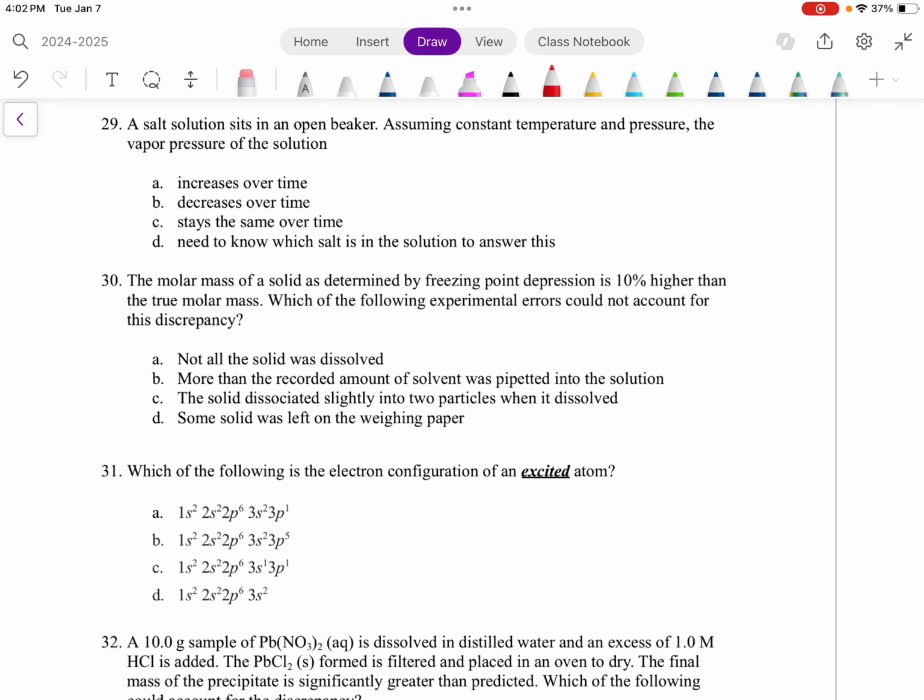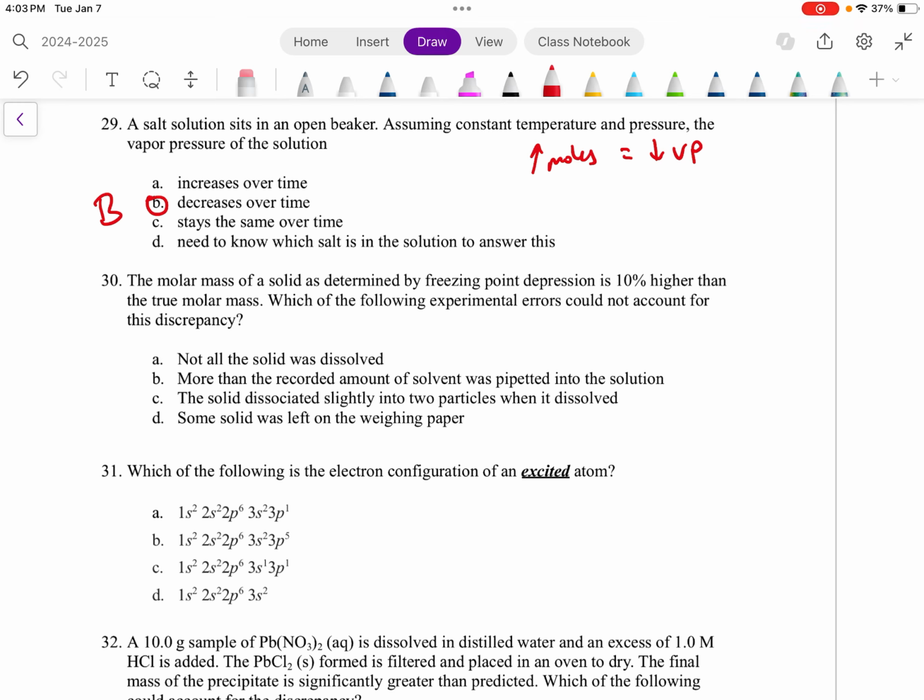Okay, salt sits in an open beaker. Assume constant temperature and pressure. The vapor pressure of the solution, what? I think the best answer here is decreases over time. Okay, so remember the colligative property is vapor pressure lowering. So increased moles of solute equals lower vapor pressure, right?